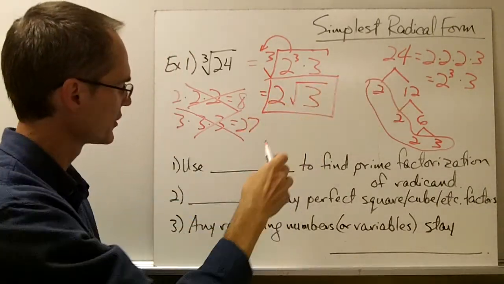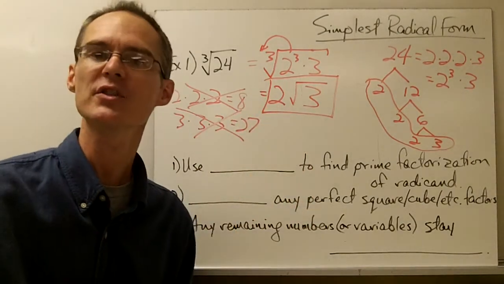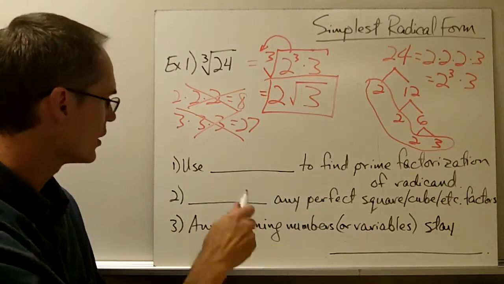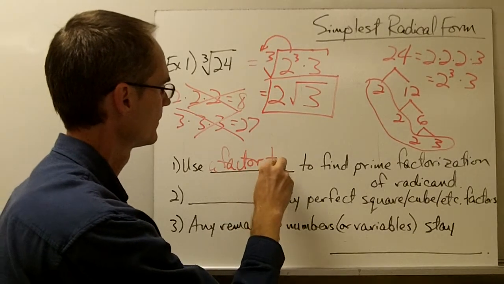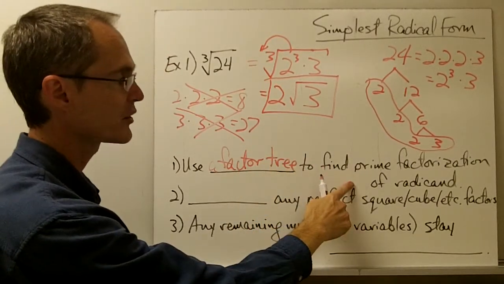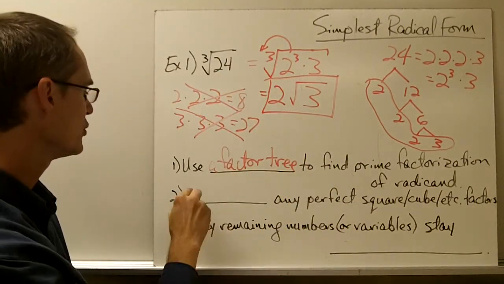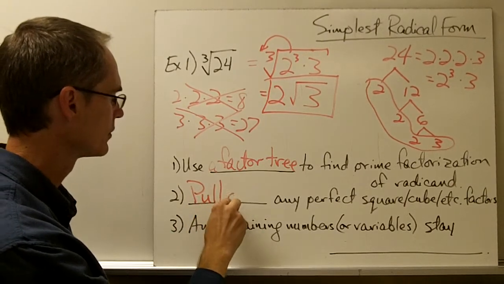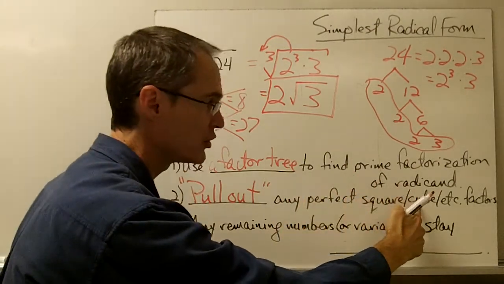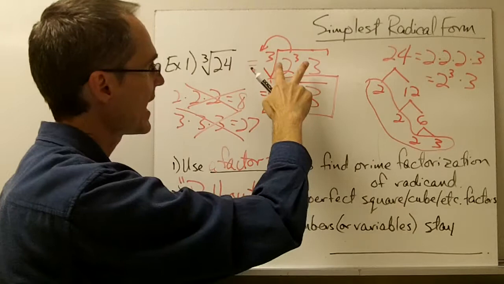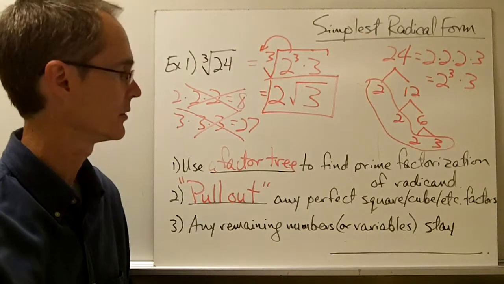So this kind of illustrates the steps that we go through when we're putting a radical expression in simplest radical form. Step 1 is we use a factor tree to find the prime factorization of the radicand, in this case 24. Step number 2 is we pull out any perfect square or perfect cube or perfect whatever factors that we have underneath the radical. In this case, we had one perfect cube factor that we could pull out.